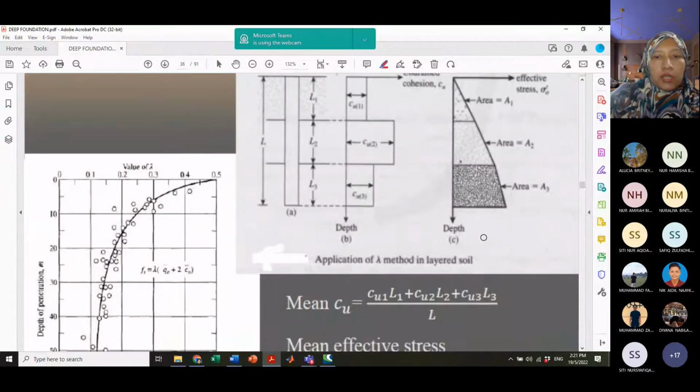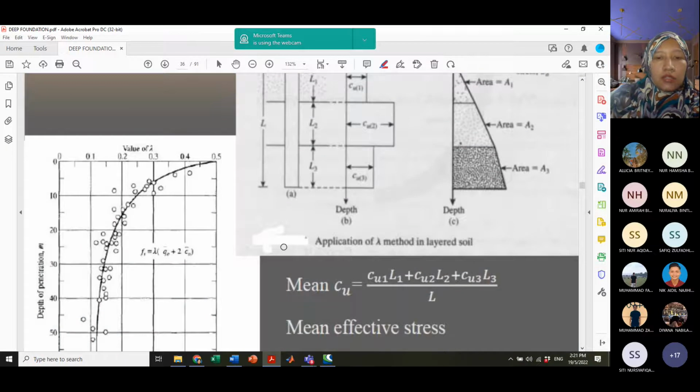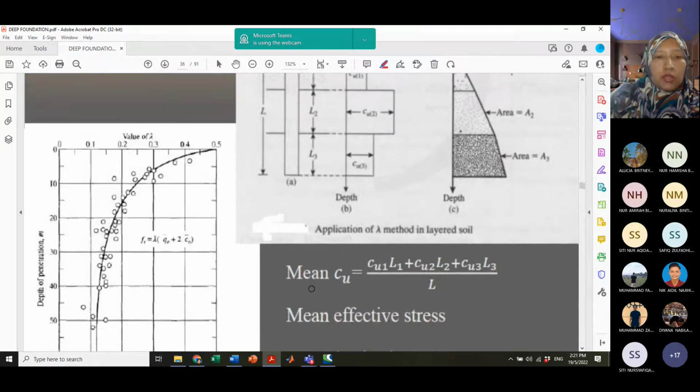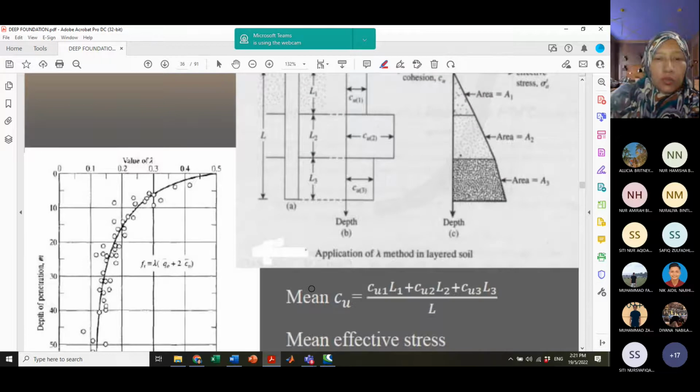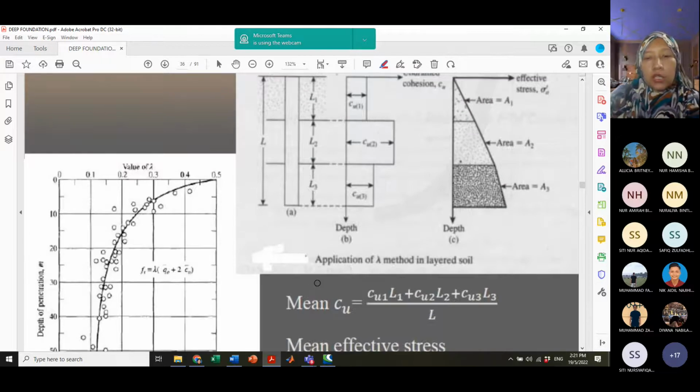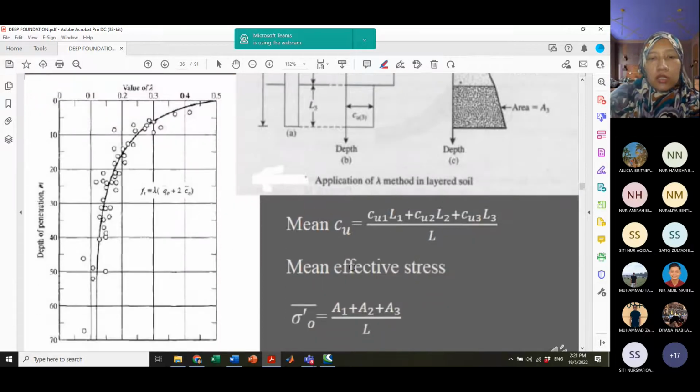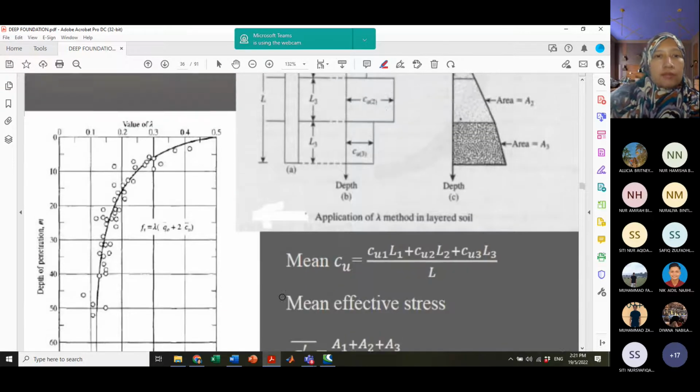So macam mana kita nak dapatkan nilai average CU dan juga effective stress kalau you have this kind of problem and you need to estimate through the lambda method. So it shows that this is how you can get the mean CU dan juga mean effective stress.